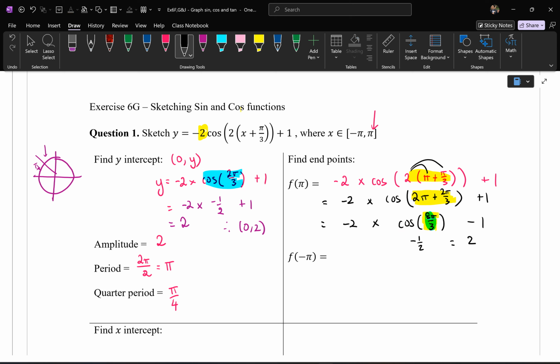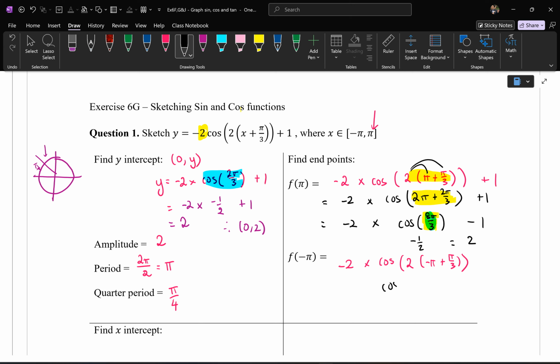It's still 2. Okay, so at pi, it's 2. What about negative pi? Same thing again. Negative 2 times cos of 2 times negative pi plus pi on 3. Again, it's up to you how you want to solve it. It might help if you condense it into one fraction, or you can look at it as negative 2 pi plus pi on 3. You can predict where roughly it is. But again, I'm just going to write it out clearly for you to see.